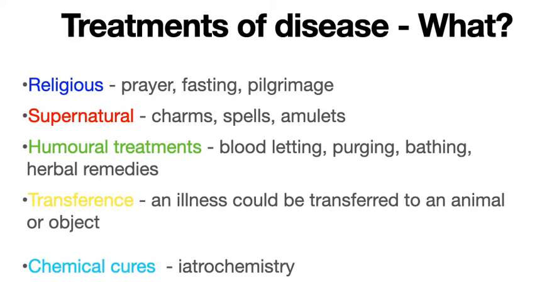And this period also saw the rise of chemistry, particularly alchemy. So there were lots of new scientists trying to discover gold and things. And they were trying to provide new chemical cures for disease. So instead of just using herbal remedies, maybe this new chemistry could provide cures as well.